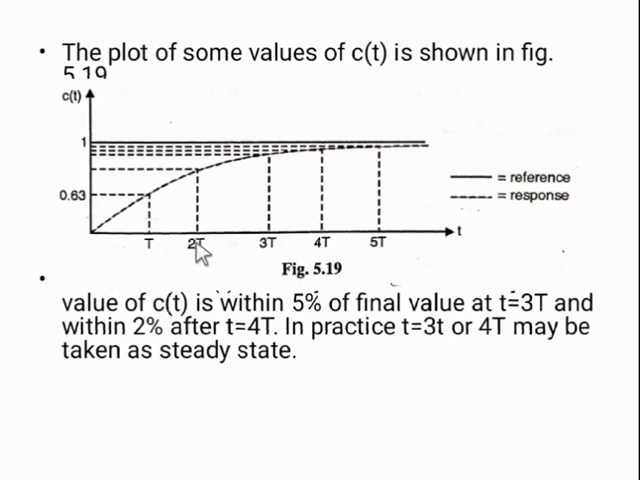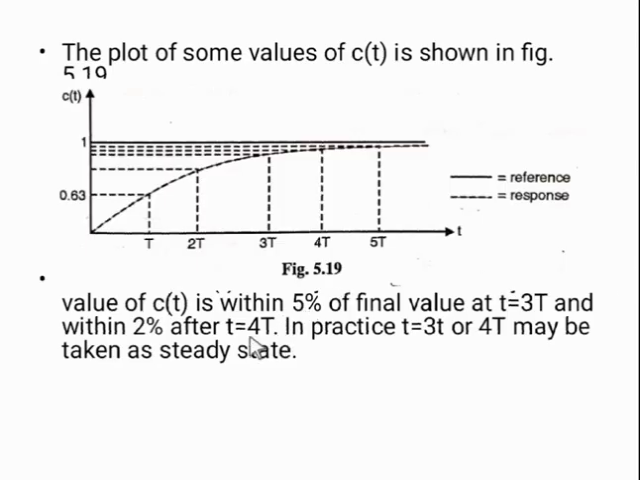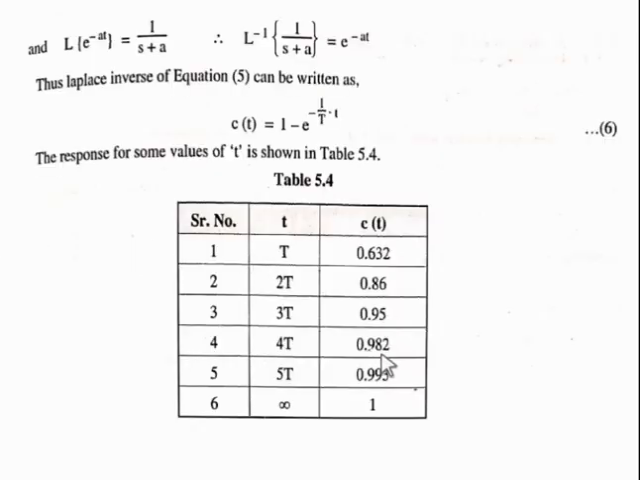So if we draw the graph of c(t) at different times t, we get this kind of graph. The value of c(t) is within 5% of the final value at t equal to 3T. At t equal to 3T, it is 0.95, that means it is within 5%. And at 4T, it is 0.98, so it is within 2%.